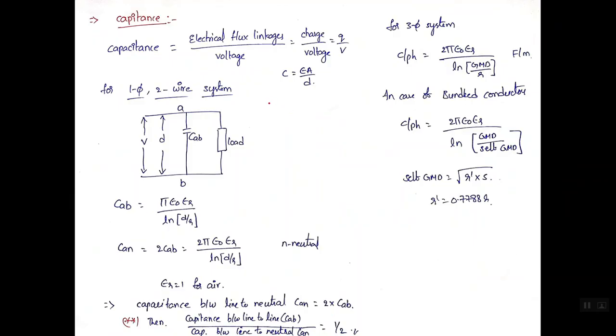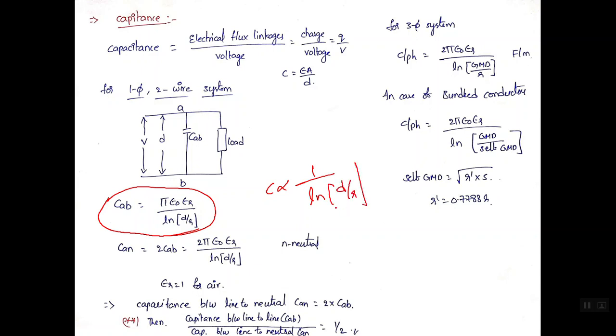And capacitance, the capacitance formula, we have to remember only the formula. Here the capacitance is equal to pi epsilon naught epsilon r by ln of d by r. That means the capacitance is inversely proportional to ln of d by r.